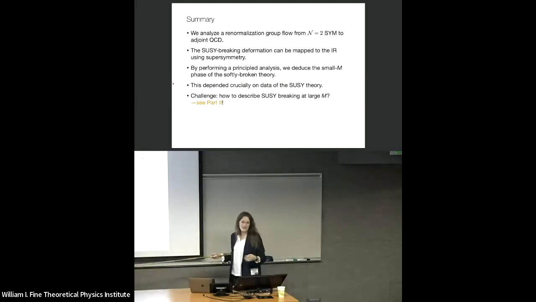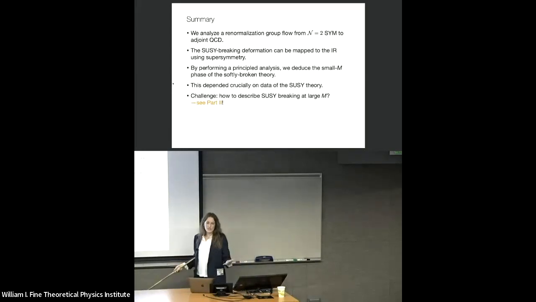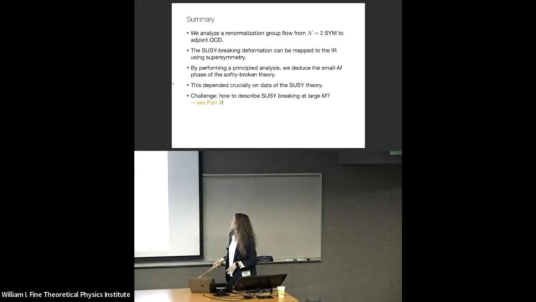Okay, well, I'll summarize. We're about done. So I told you that we can analyze our renormalization group flow from N=2 super Yang-Mills in the UV to adjoint QCD at low energies. So we want to use this flow to our advantage to explore the phase structure of adjoint QCD. Importantly, the supersymmetry breaking deformation that we're considering can be mapped to the IR of the N=2 theory using supersymmetry. So this is a really important handle on this analysis.